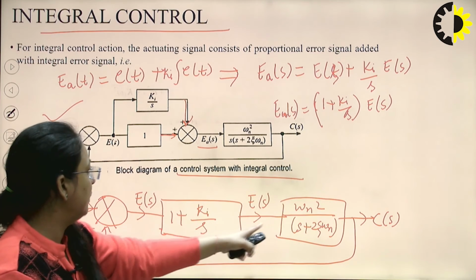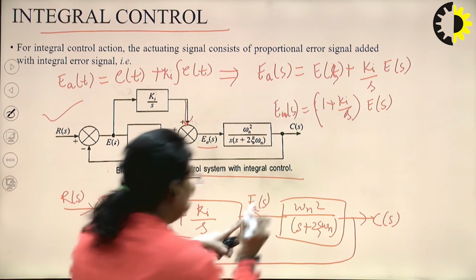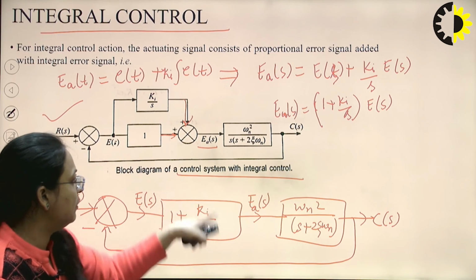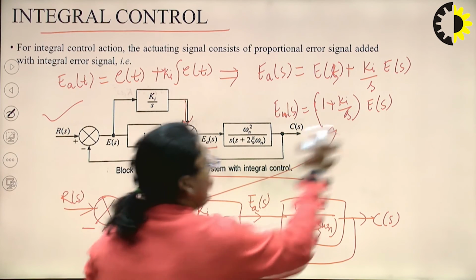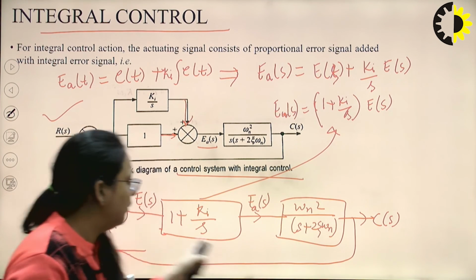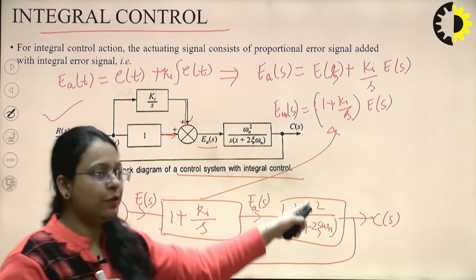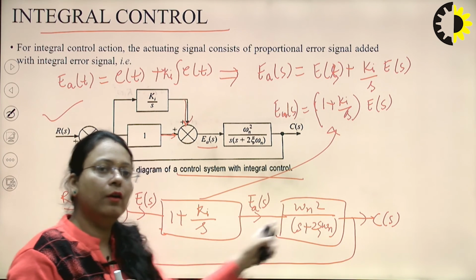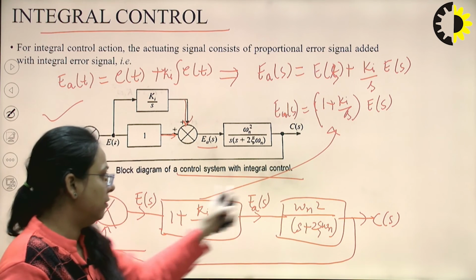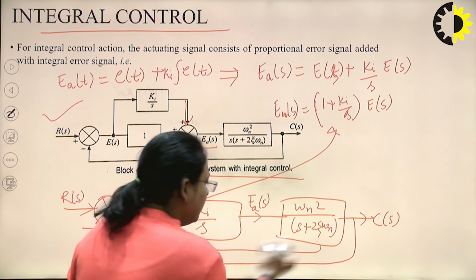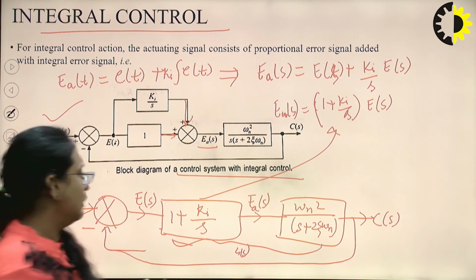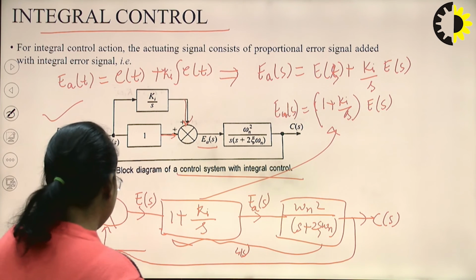So this E_a(s) is the actuating signal here. From here I can write the actuating signal will be E(s) into this term, so you can compare it with this. Now this total will make the transfer function of the forward path, the forward path gain. So C(s) upon R(s) can be written as G(s) upon 1 plus G(s)H(s), where this total is the G(s) for the system. So let me write down this function C(s) upon R(s).